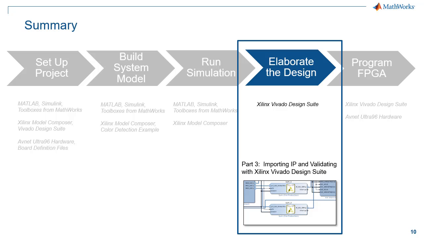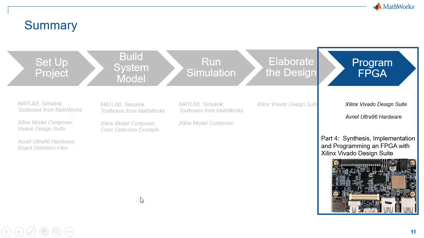So let's review and summarize. I showed you how to take an IP block generated from Model Composer and a test bench and bring it into the Vivado Design Suite. We elaborated our design, so targeting the Ultra96 device and hardware, and we ran that through validation and behavioral simulation, and everything passed. So now we're good to go for the final step.